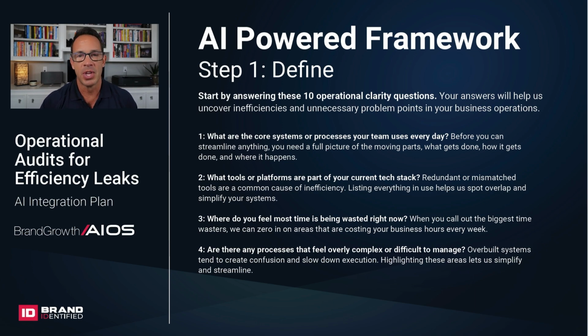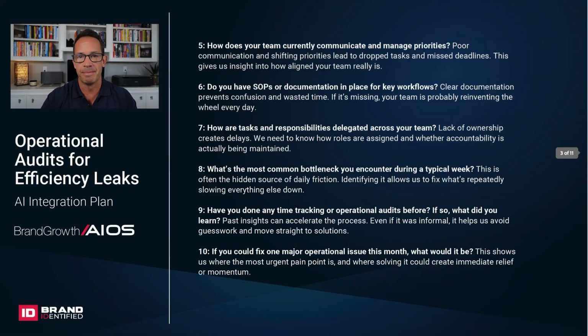hours every week. Question number 4, are there any processes that feel overly complex or difficult to manage? Overbuilt systems tend to create confusion and slow down the execution. Highlighting these areas lets us simplify and streamline. Question number 5, how does your team currently communicate and manage their priorities? Poor communication and shifting priorities lead to dropped tasks and missed deadlines. This gives us insight into how aligned your team really is.